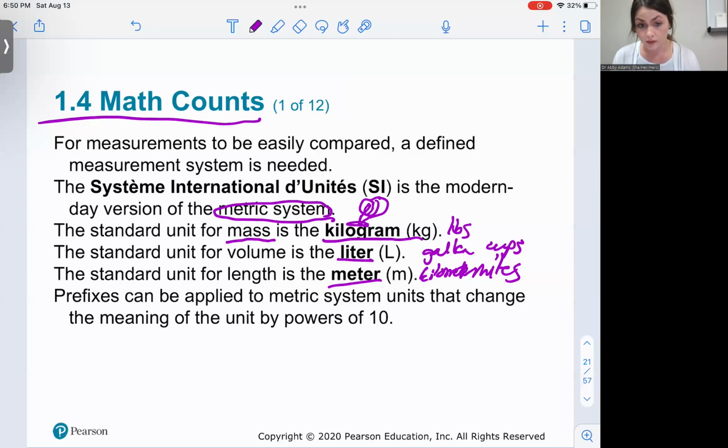And the reason that this system is used is because gallons, cups, teaspoons, they don't convert that well in the type of math that you're going to need to do, and you're going to see that quickly. The metric system uses units to where a base unit can have a prefix applied to it, and that changes the meaning by powers of 10, right? Powers of 10. So that's like 1, 10, 100, 1,000. That's powers of 10, right?